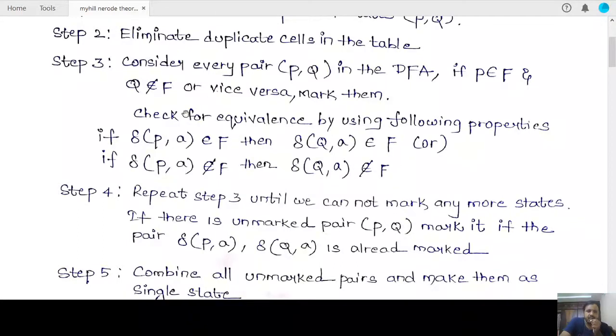So when you apply a transition on input symbol a from states p and q, you must get either a final state or a non-final state for both. These are the two properties. If either property holds good, then we can say that the two states p and q are equivalent. That is step 3.